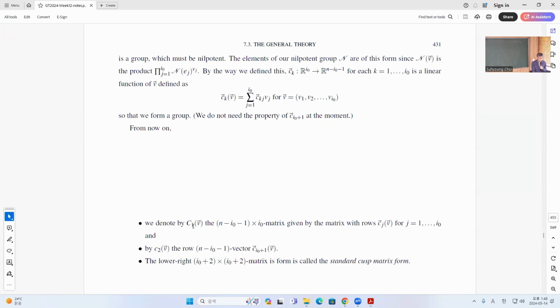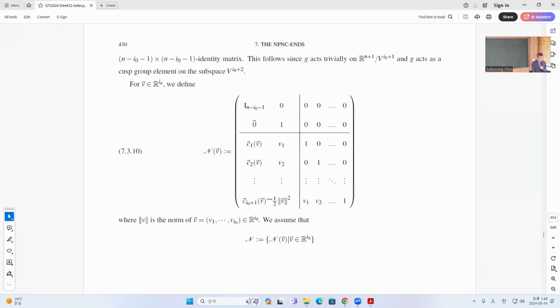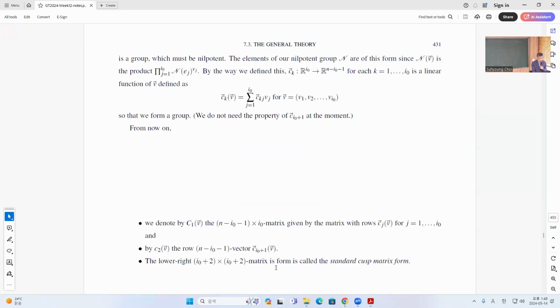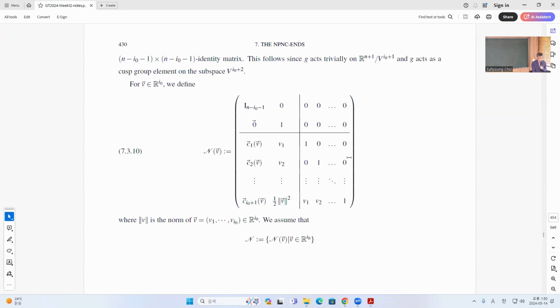But we denote by big C1 of v the matrix with this row from 1 to i0, and then C2 to be the final one, this one here. Okay. And so the lower left corner will be called the standard cusp matrix form. So only this part, okay?